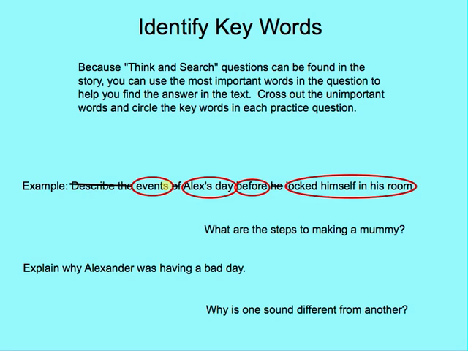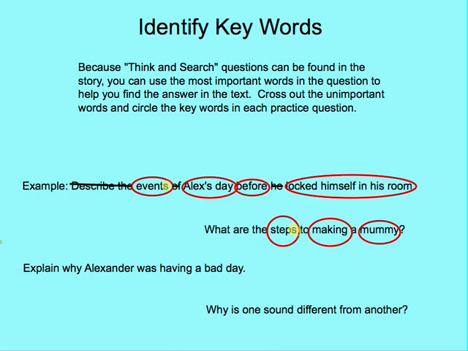We can practice together as well. Notice it says, what are the steps to making a mummy? So again, I want to know the steps. And notice how it has that key letter S to let you know I'm looking for more than one. And I'm specifically looking for steps when making a mummy. So because it asks for more than one step, I can be pretty sure that it's going to be a think and search question, but I'm still going to find all of my answer in the story.